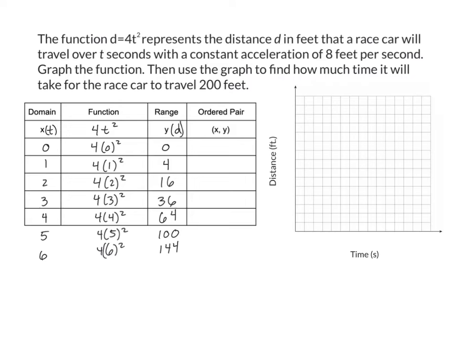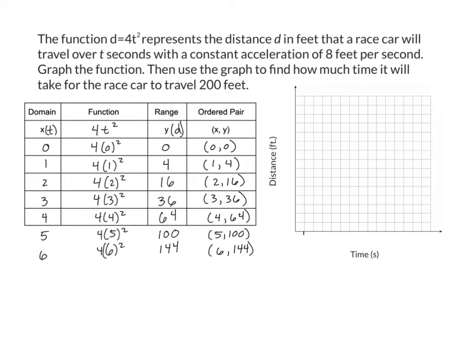So now we have our ordered pairs. 0, 0, so it goes through the origin. 1, 4, 2, 16. We've got 3, 36, 4, 64, 5, 100, and 6, 144. Okay, now we can graph the ordered pairs.